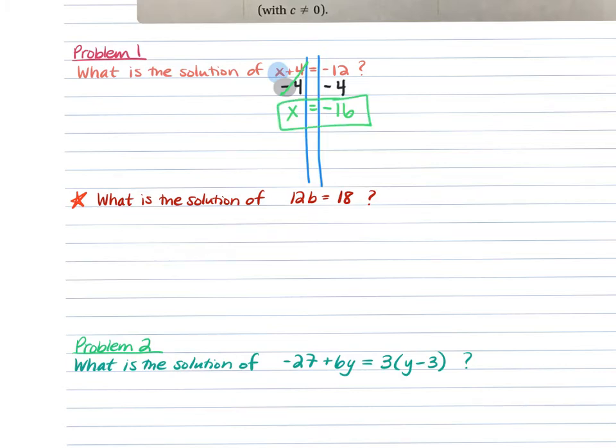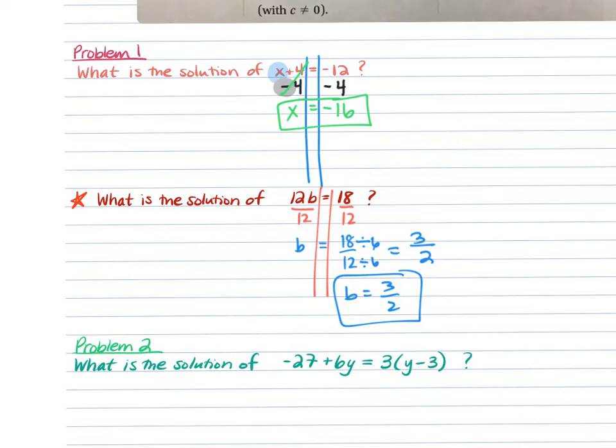Okay, so try this one on your own. Press pause, and then check back for the solution. I do want your answer to be simplified. So leave it as a fraction. You don't have to put it as a decimal, but do simplify your fraction. Okay, press pause.